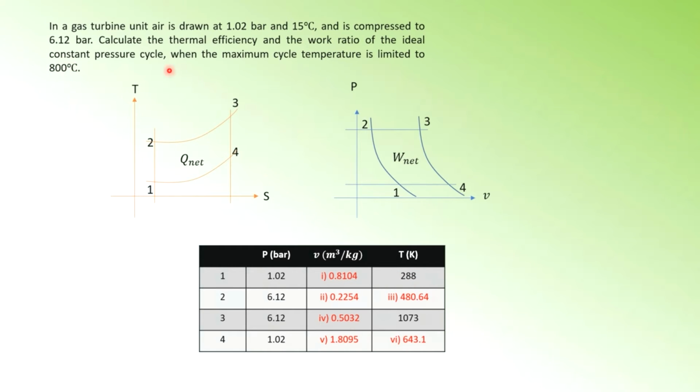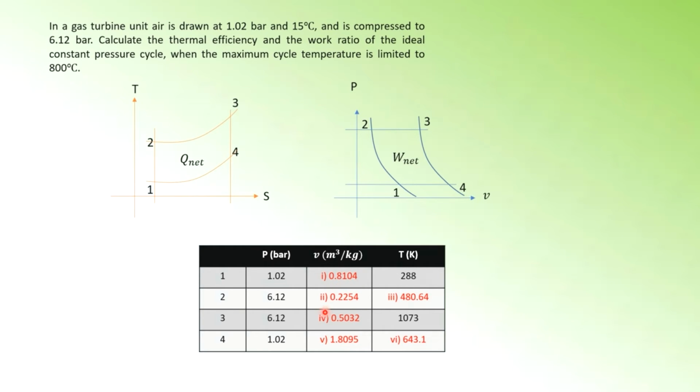And then the last one is the maximum cycle temperature. Based on your TS diagram, looking at points 1, 2, 3, 4, you can see the highest point is point 3. So that means the highest temperature is at point 3, which is 800. 800 plus 273 will give you a temperature of 1073 in Kelvin. The things written in red are the unknowns. And then I have put in the numbers 1, 2, 3, 4, 5, 6.